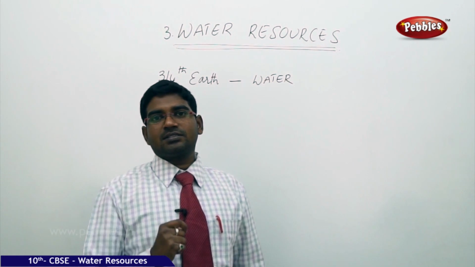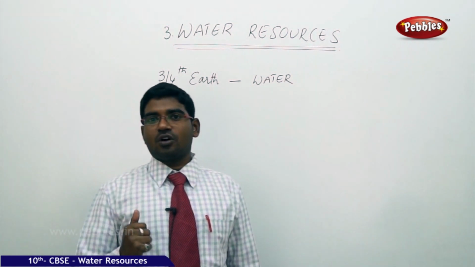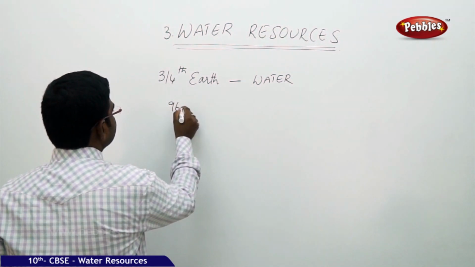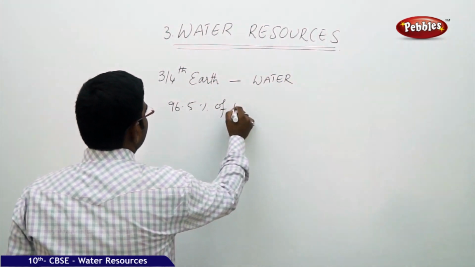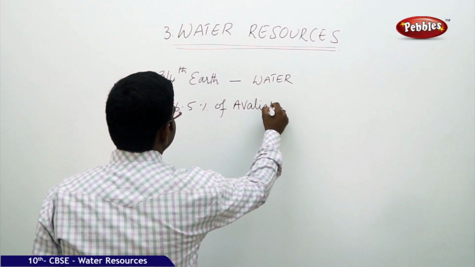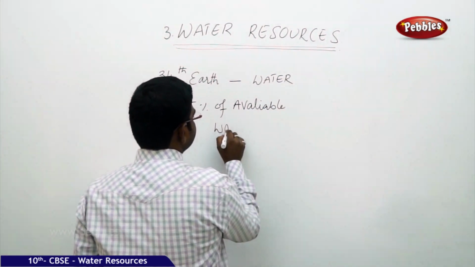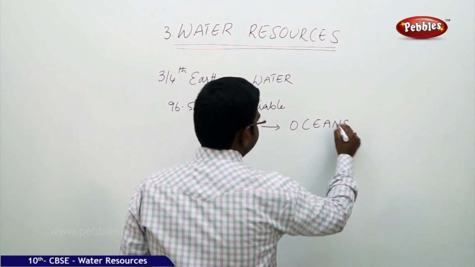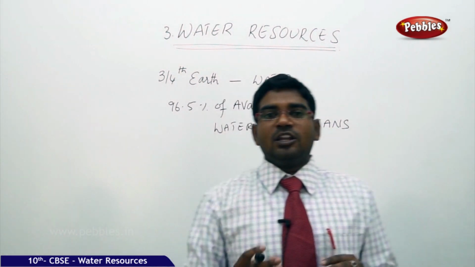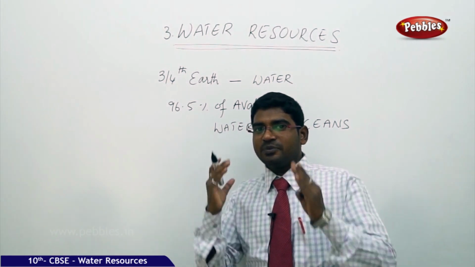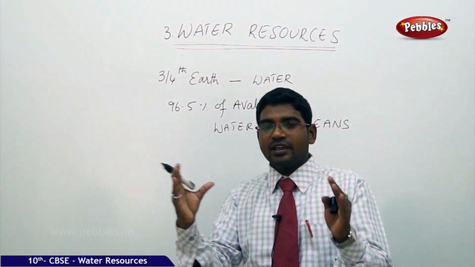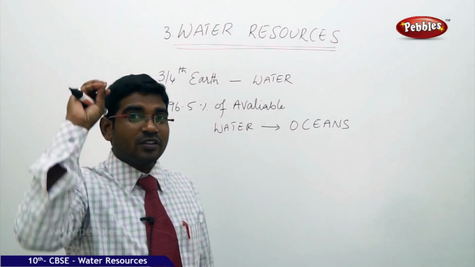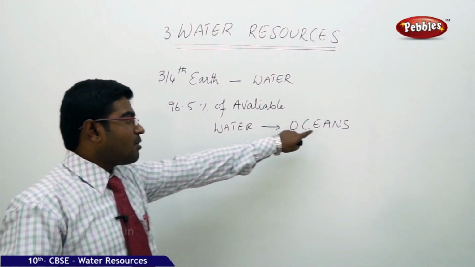First, let us find out the actual statistics of water availability on the earth. We all know that 96.5% of available water is present in the form of oceans. Suppose the available 3/4 part of the entire water body is taken as 100%, then 96.5% means the lion's share of the available water on the earth is stored in the form of oceans.